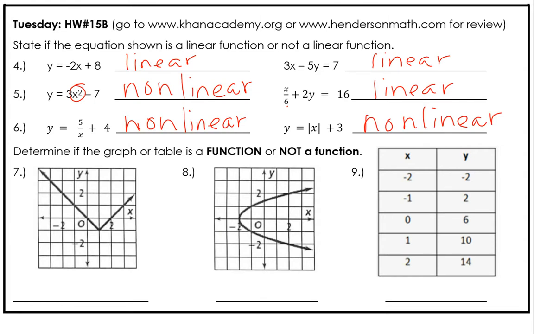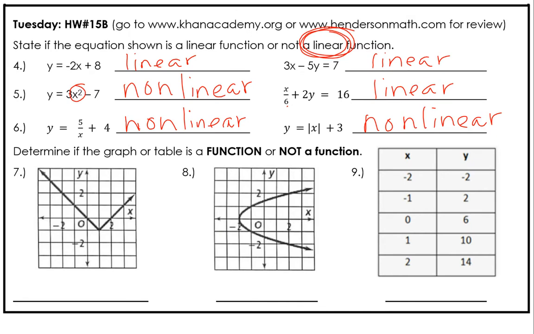All right, now this question was asking you about if something was linear. The next question is asking you if it's a function. See, you can be a function, but that doesn't mean you're linear. And you can be linear, but that doesn't mean you're a function. So these are 2 different questions. So I want to make sure you're paying attention to the vocabulary here.